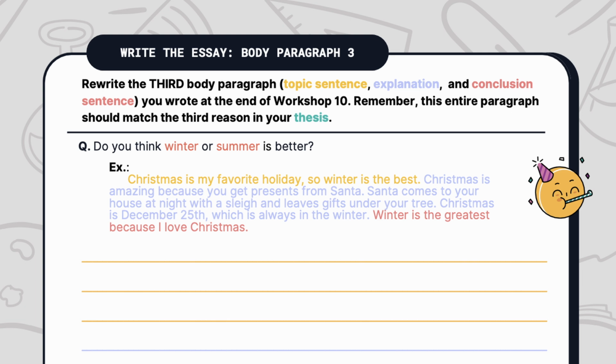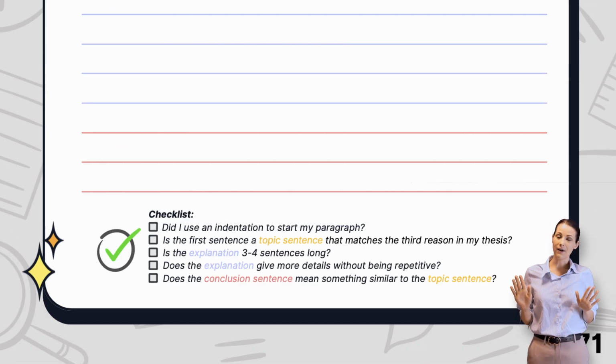Now it's your turn. Rewrite your third body paragraph from workshop 10. Make sure it has a topic sentence, explanation, and conclusion sentence. You have finished body paragraph 3, but before we can go to the conclusion paragraph, we need to check that we did it correctly. Ask yourself, did I use an indentation to start my paragraph?